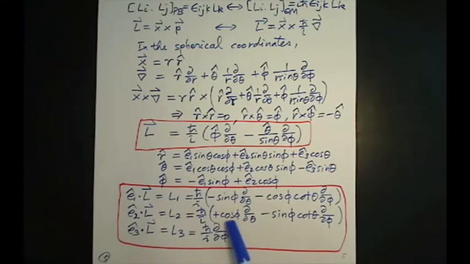We noticed that the contribution for E3, L3 is the derivative of azimuthal angle. So orbital angular momentum Lz is the conjugate momentum of the coordinate phi, that is the azimuthal angle, with respect to the rotation about the z-axis.